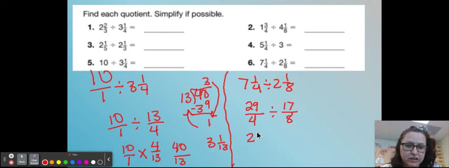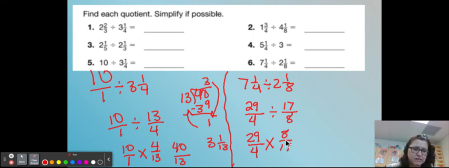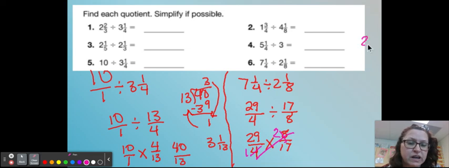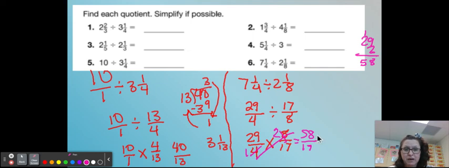So I keep my first fraction, 29 over 4. I change my division to a times, and now I flip my second, 8 over 17. Well, 29 and 17 are prime numbers. Those two can't simplify, but 4 and 8 I can. 4 divided by 4 is 1, and 8 divided by 4 is 2. So now I have to do 29 times 2, which gives me 58 over 17. I am not done because my bigger number is on the top.